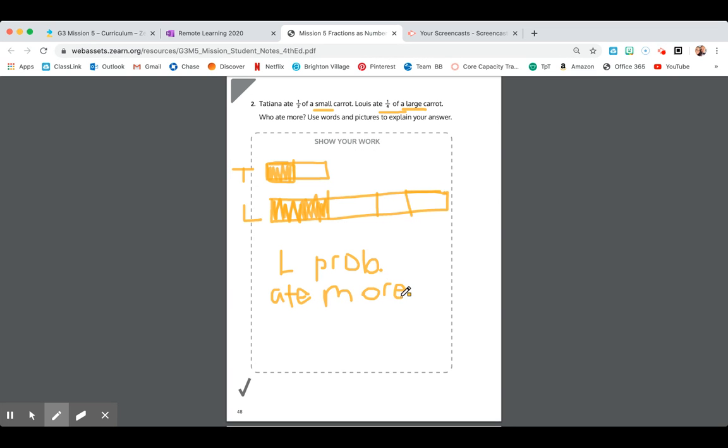And we'd love to see you explain why. Why did he eat more? Because he ate a larger carrot. But you could also explain that 1/2 would be greater than 1/4 if the carrots were the same size. The carrots would have to be the same size.